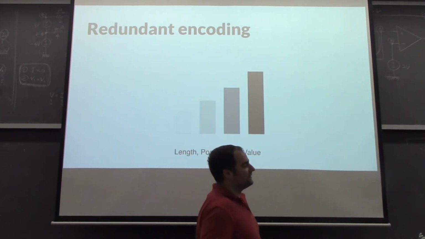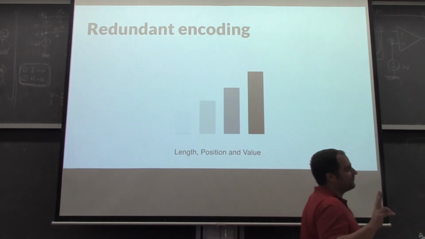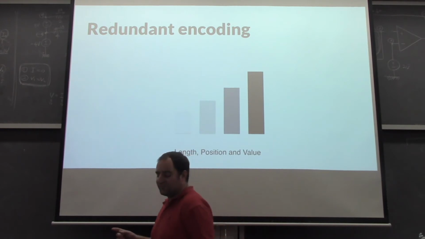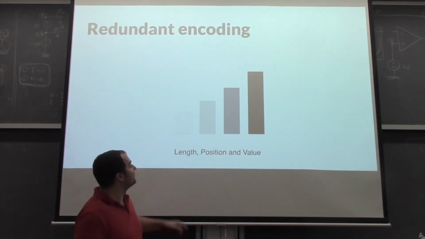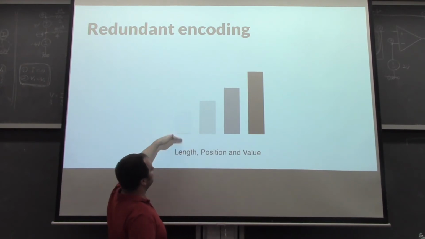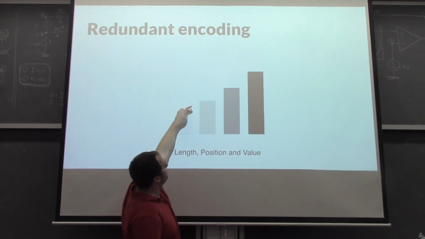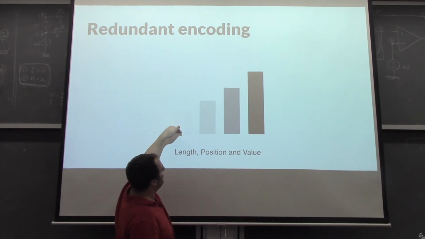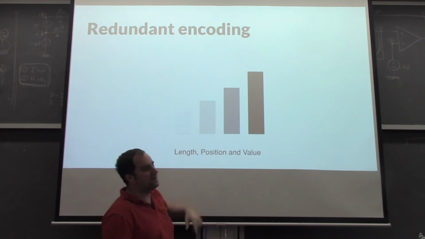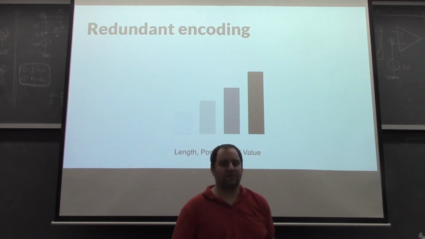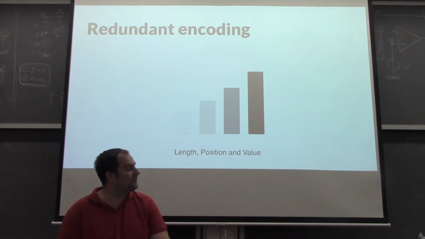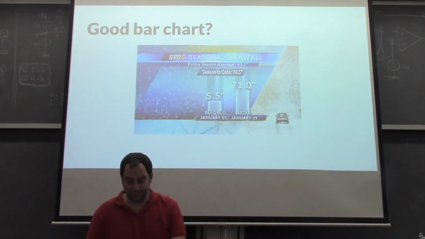We can also use redundant encoding. So here, I'm actually using 3 different encodings just to show one particular value. I'm using length, position, and value. Length is used by simply plotting these bars at different lengths. Position is essentially used by looking at the position of the upper edge relative to the lower edge, which is a line here, and then the value of these bars also represents this data. So here I have a 3-fold redundant encoding, which can be very powerful, but can also be problematic.